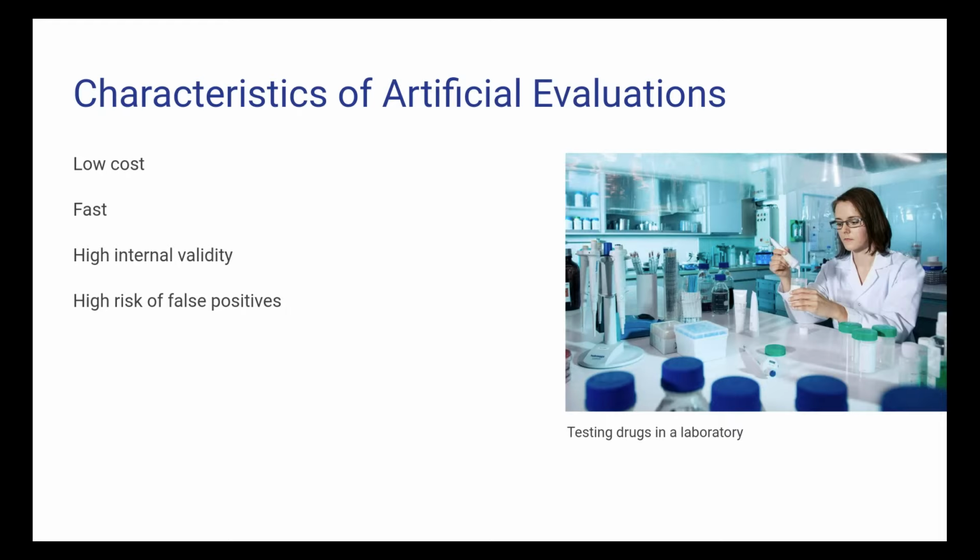Another advantage is that you can often get high internal validity because you can completely control your artificial environment, so there will not be any unexpected events or any confounding factors that come into play. But a disadvantage is that you have a high risk of false positives, because you may exclude some factors that are problematic for your artifact. They may not come into play in your artificial setting.